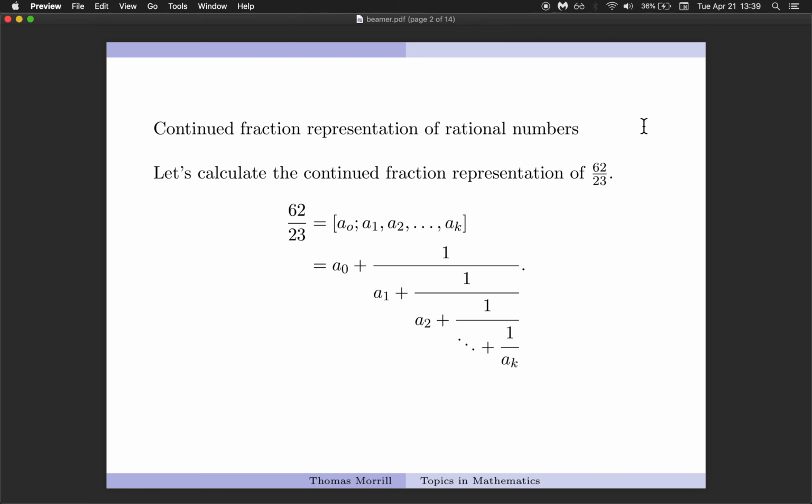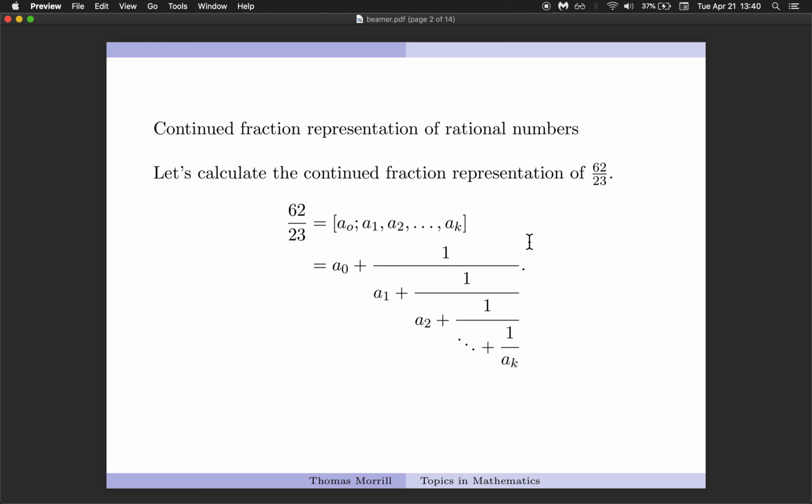My condensed notation is the version where I've got a square bracket, I have some integers. A0 is the integer part of this number. A1 is the denominator of the next continued fraction down. A2 here up to AK. So these are all integers. And because we're dealing with a rational number, so here I've got 62 on 23, I know that my continued fraction expansion actually has to terminate. Infinite continued fraction expansions are only for irrational numbers.